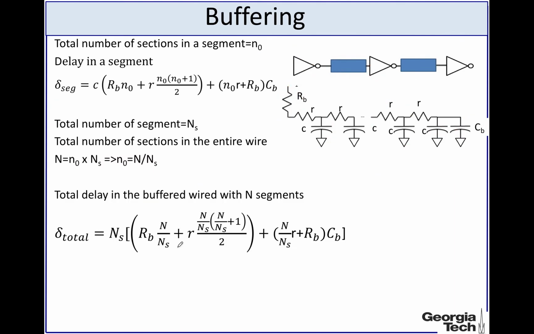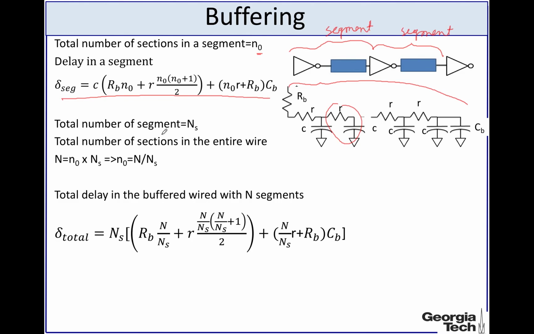Alright, so let's look into the total delay of the interconnect. Again, what we have said is that each of these is one segment, and within each segment there are a total of n naught sections. Each of these is a section, and this circuit is representing one segment. Now the delay of each individual segment is given by this equation.